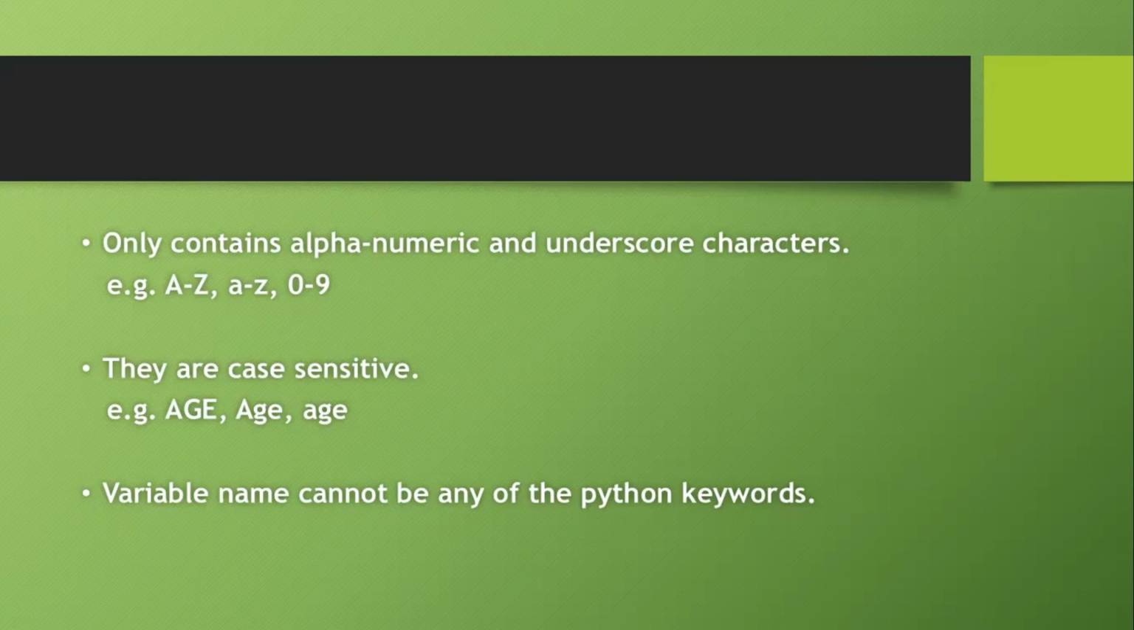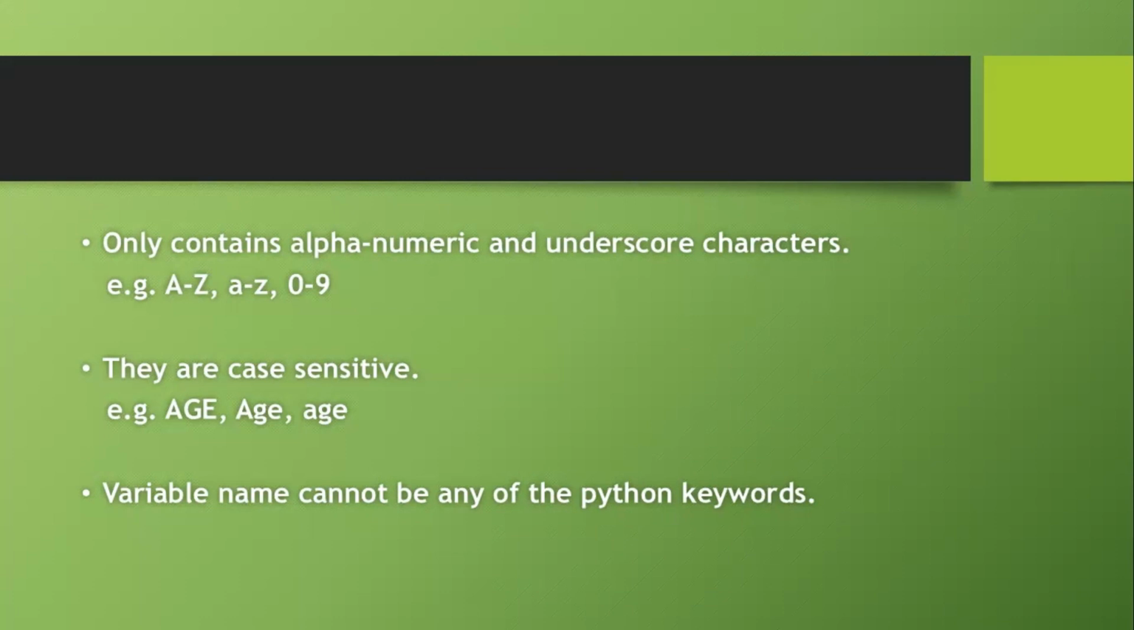Then variable names are case sensitive, which means that you need to take care of the uppercase and the lowercase. From the example of age, as you can see, these are three different variables. Python treats these three as different variables. So if you write all of these in the same manner, Python will still consider them as three different variables. So you have to take care of the lower and upper case.